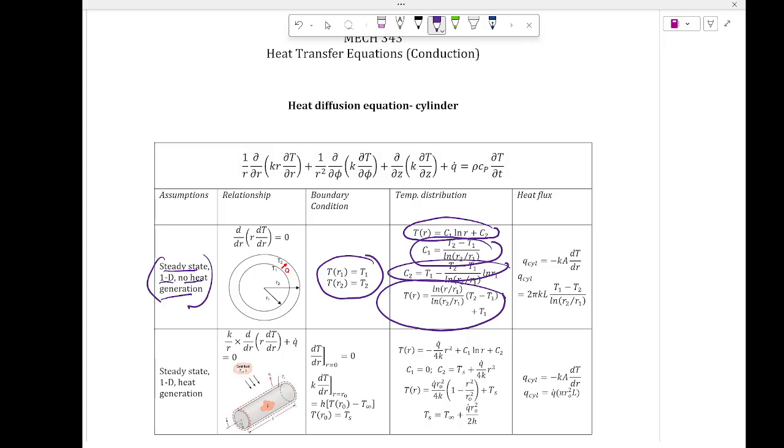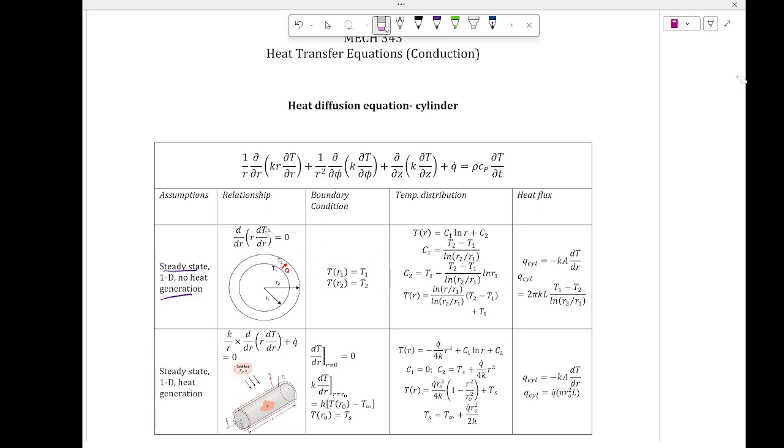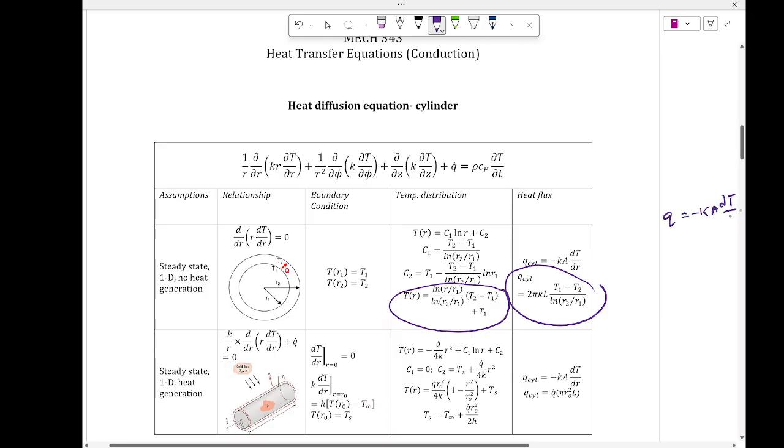Everybody's clear with no confusion. So you basically have to use this equation, that's what I would like to highlight. And what is this equation? The heat flux equation, right? How to find this heat flux? You have this equation, Q equals minus k A dT/dr.